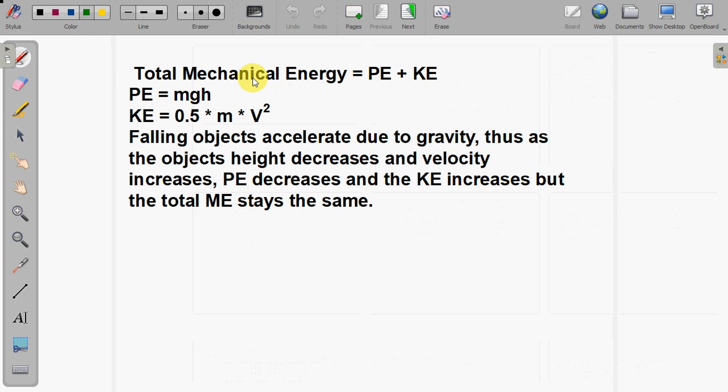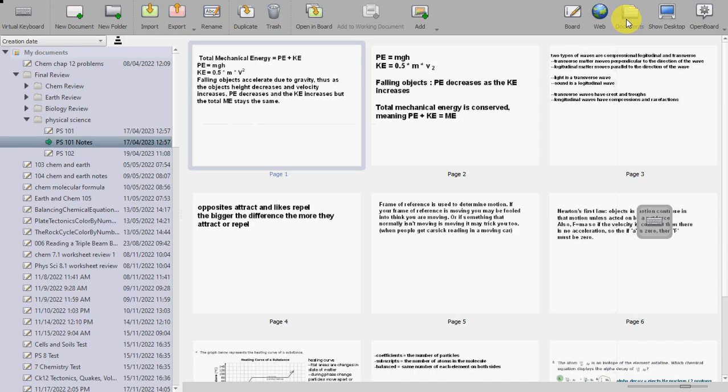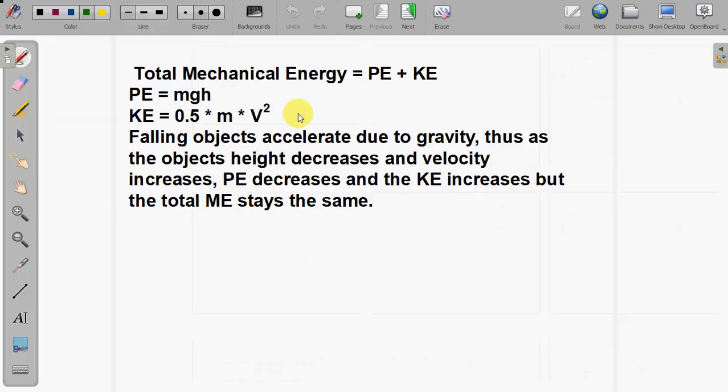All right, so this is a review based on the first exit ticket we did. This is number 101 of our exam review. Total mechanical energy is all of the potential and kinetic energy in a system.